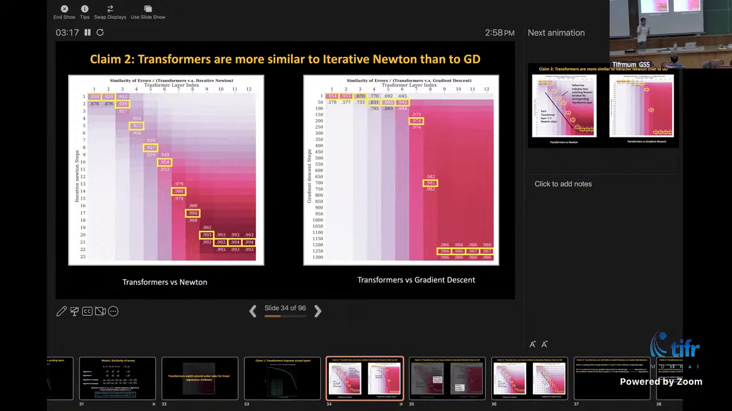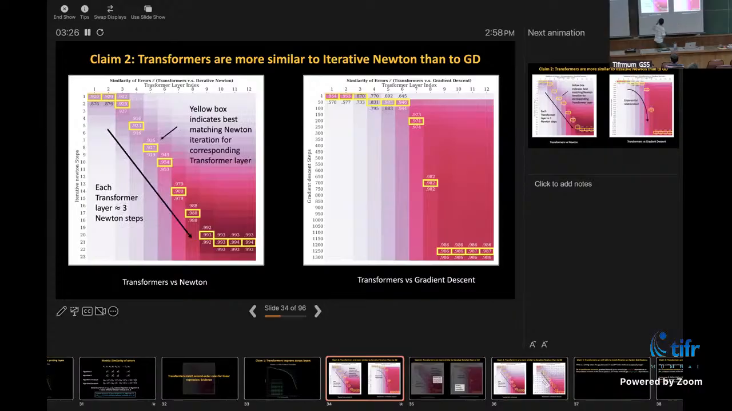So there seems to be some kind of linear relationship maybe between transformer layers and iterative Newton steps. And it's easier to see if we look at these yellow boxes. So what do these yellow boxes denote? So for say 7 transformer layers, I add a yellow box at like 15 steps, if those 15 steps have the highest similarity with 7 transformer layers based on this metric that I talked about earlier. And what we see here is this kind of linear relationship again, where each transformer layer, at least in this middle region, seems to correspond to 2 or 3 steps of Newton.